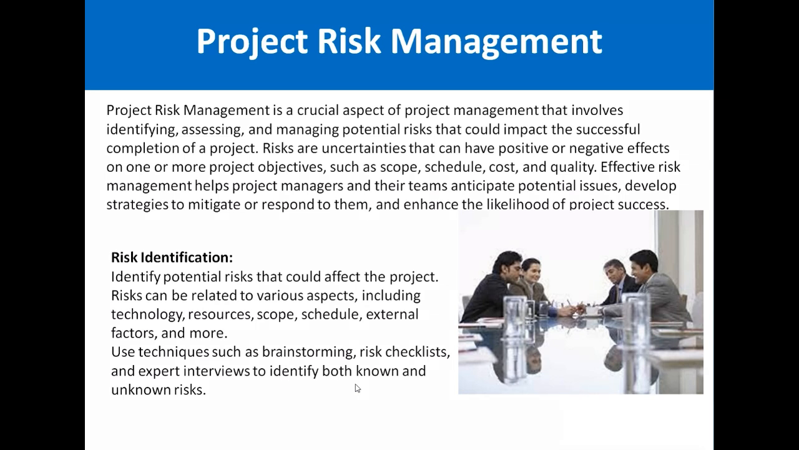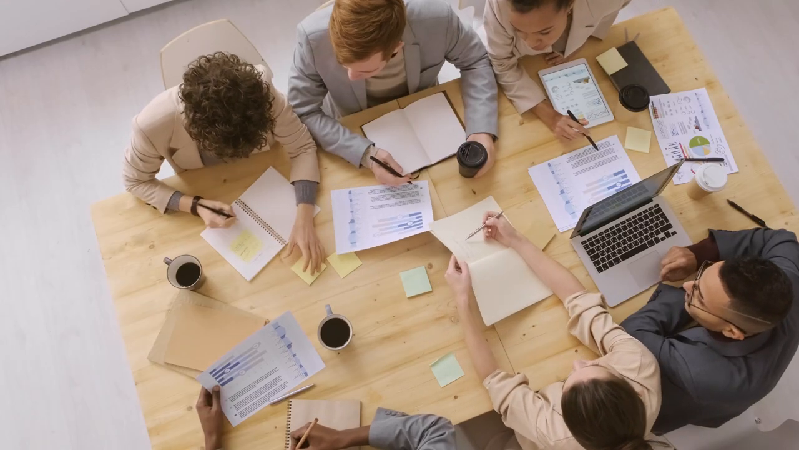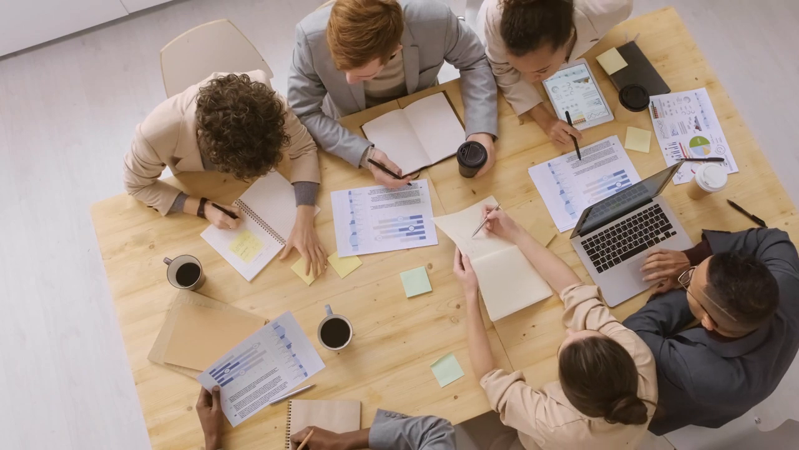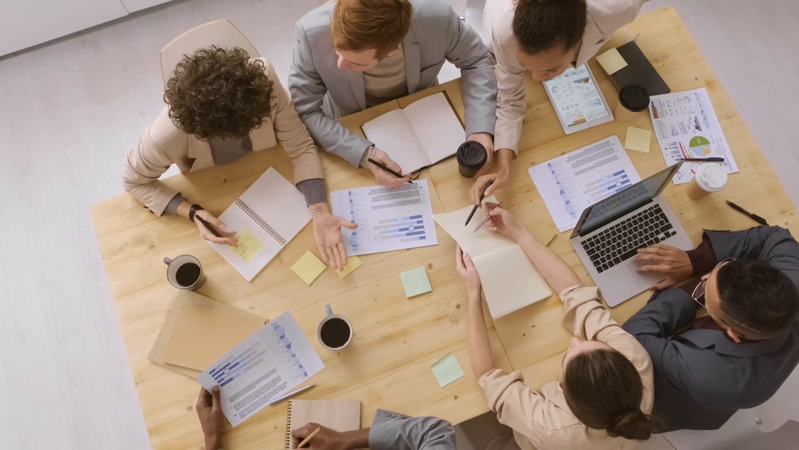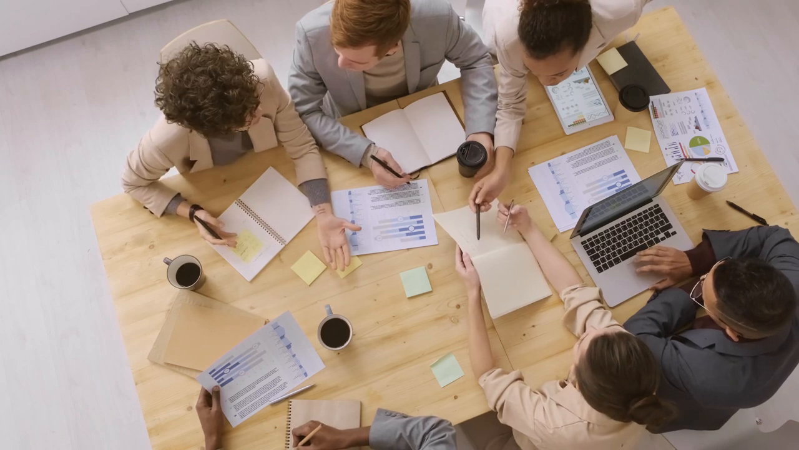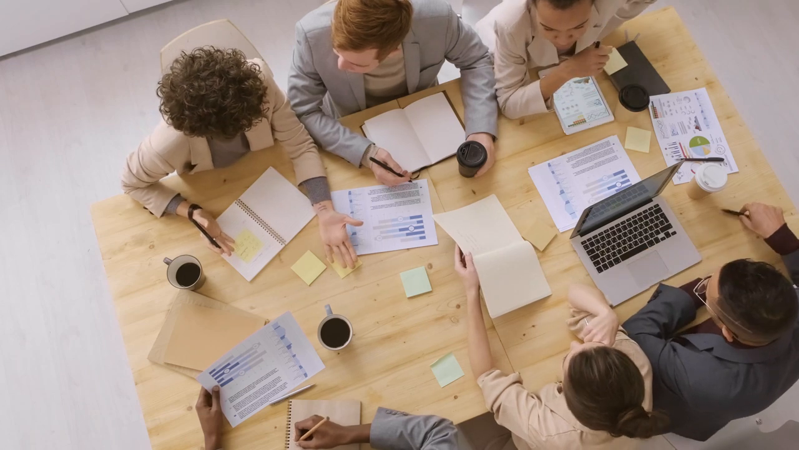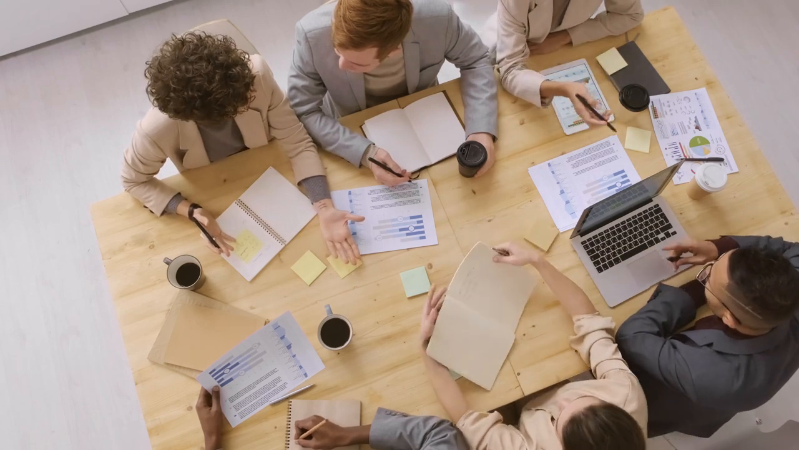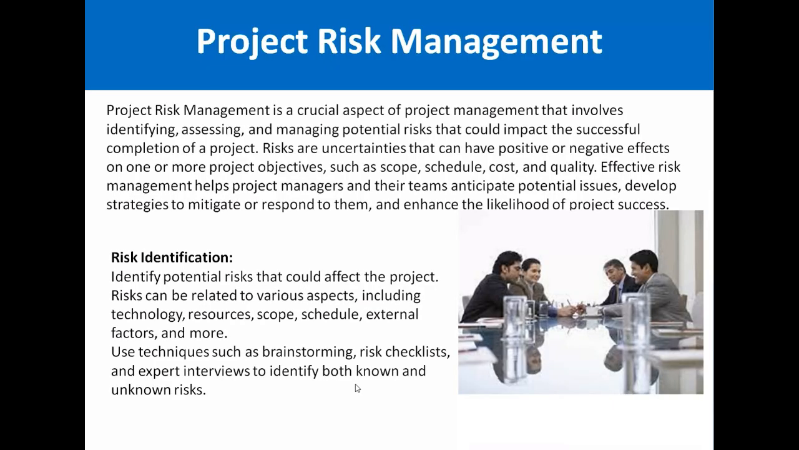First thing is risk identification. Risk identification means that basically the team sits together in a conference room. They try to identify the risks which could impact the project, like scope, schedule, external factors. For example, if you are starting a new project, there could be a risk that the team is not technically strong with the new technology on which you are going to work. So this is a risk.